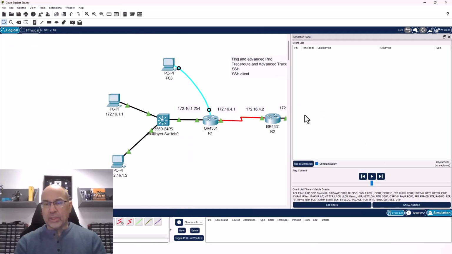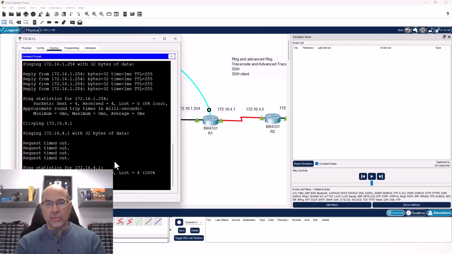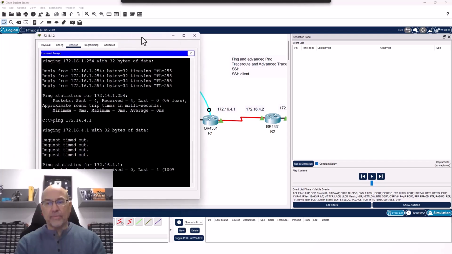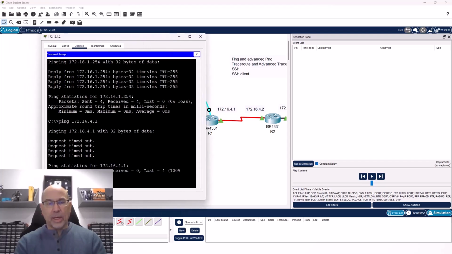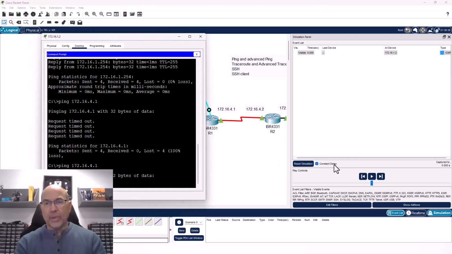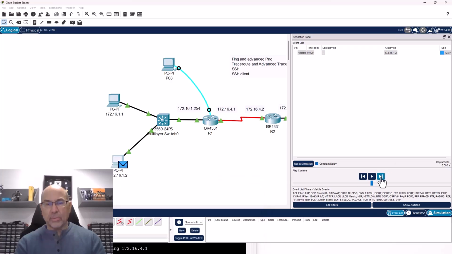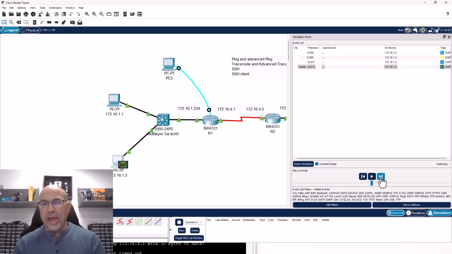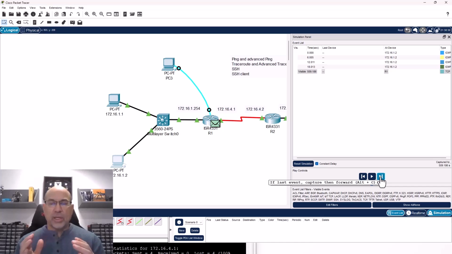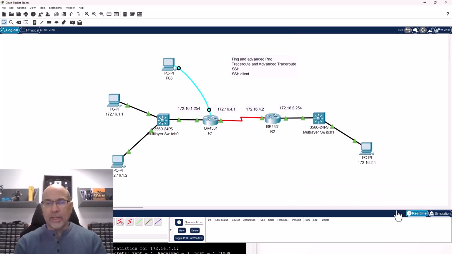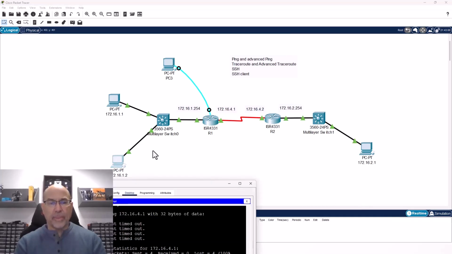If we take a look at the simulation, and I do the exact same ping. Let's see what happens. We'll put this down a little bit. Notice that the packet never actually goes anywhere. And this is because the host says, well, I processed my host routing table and I have no idea how to get there.